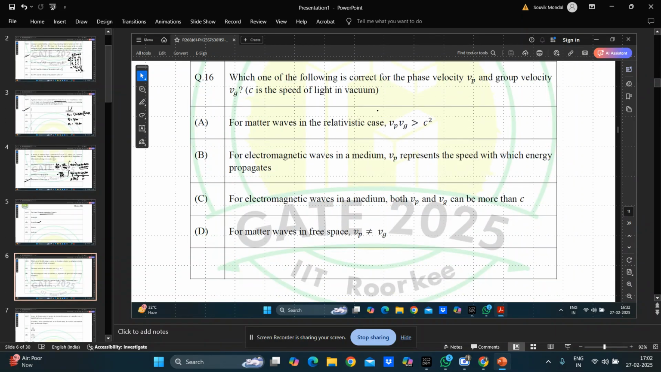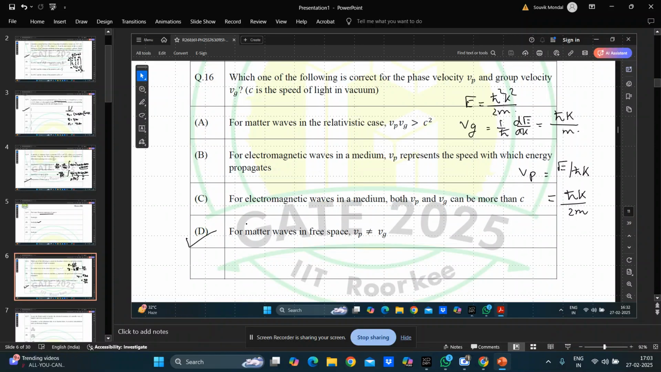Now for this question, see, for matter waves, E is equal to ħ²k²/2m, right? This is the energy. So Vg is equal to 1/ħ dE/dk, which is equal to ħk/m. And what is your Vp? Vp is equal to E/ħk, that is equal to ħk/2m. Okay, so Vg and Vp are not the same. So this option is obviously correct. For matter waves, Vp and Vg are not the same.